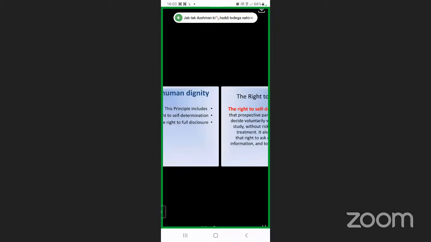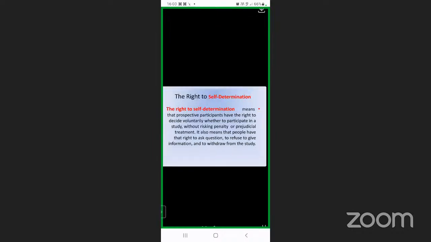So the right to self-determination means that the prospective participant has the right to decide voluntarily whether to participate in a study without risking penalty or prejudicial treatment. Okay? Self-determinant means he must be ready, he must know for which work, for which analysis we are using it.